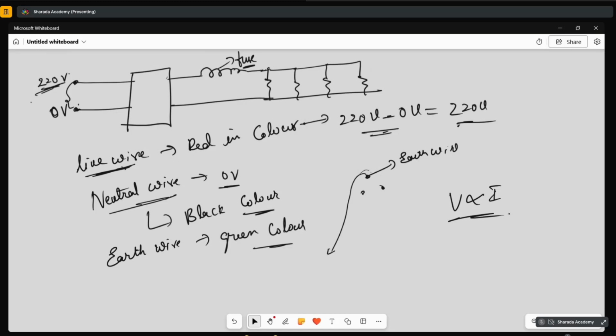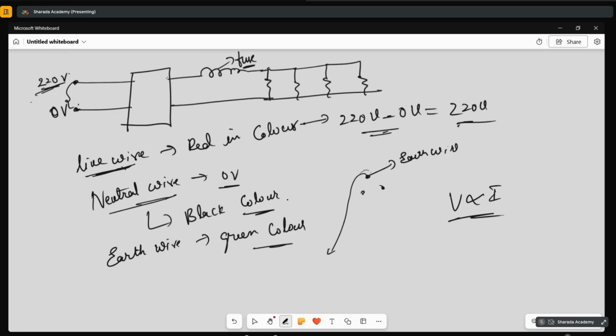Usually electronic devices will not take more current. We usually measure according to power, that is, voltage into current is the power. The voltage is always the same, 220 volts, but the current drawn by the devices will be different. So suddenly, instead of 5 amps, if 10 amps of current comes to the TV, what happens? It will get spoiled, right? So to avoid that, we use the fuse.